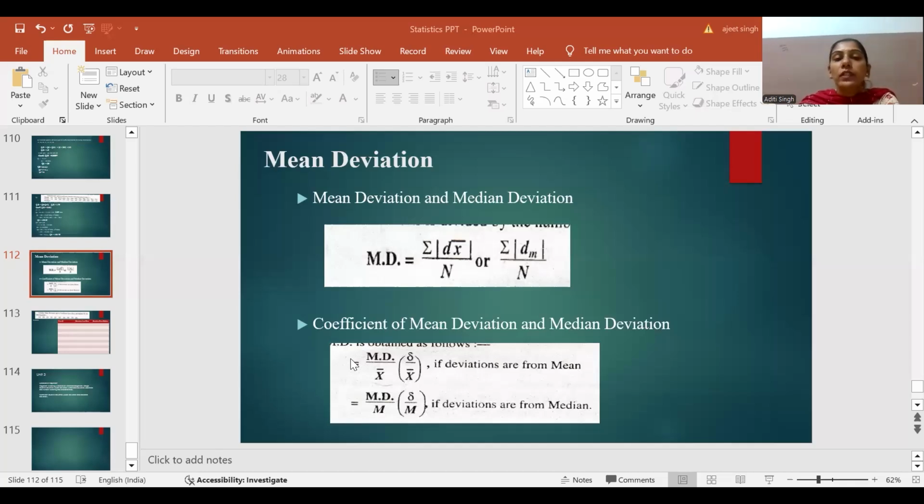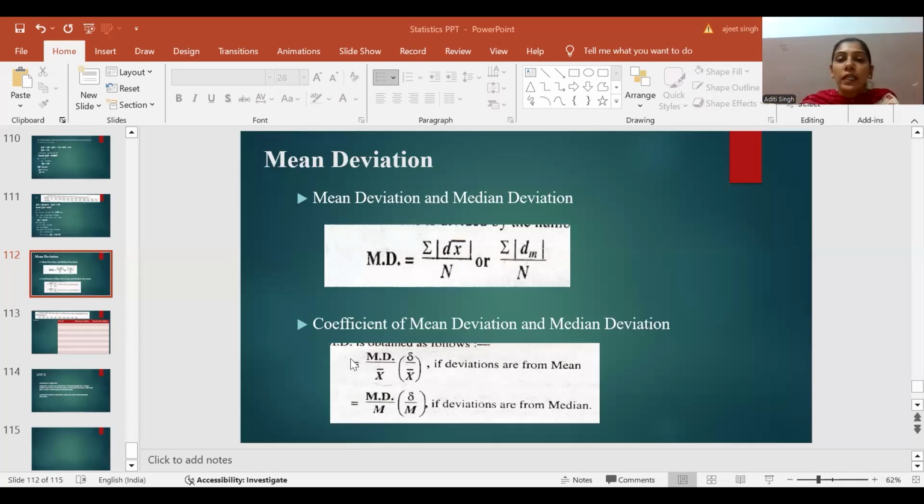In deviation, the signs are ignored. The plus sign and minus sign are not taken while calculating the series. When we calculate the series with the help of average, mean and median, the sign of plus and minus is ignored.